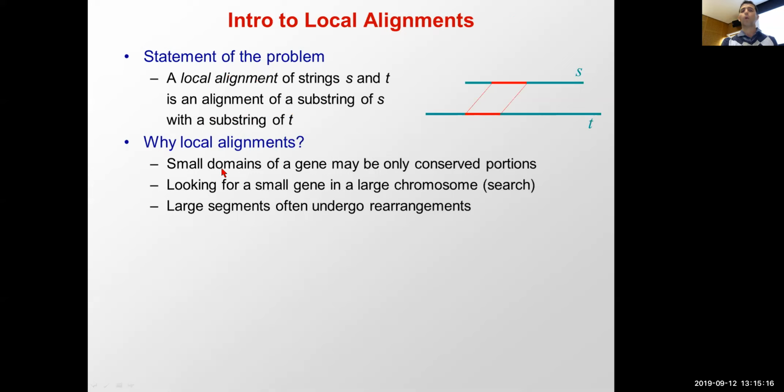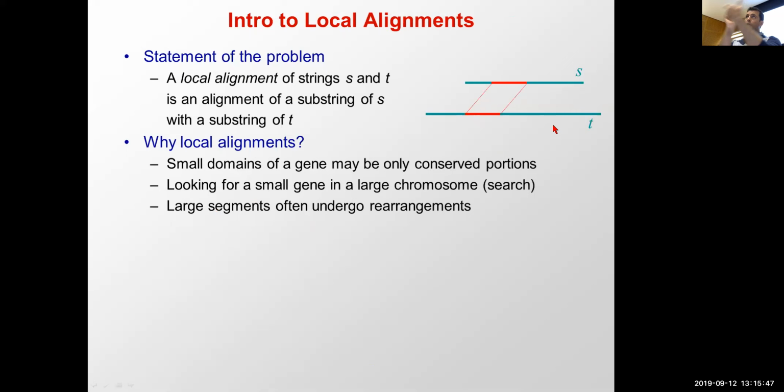Why do I care about local alignments? Because I may be just looking at a small domain of a gene that only has conserved portions. This part of the gene is completely different, this part is completely different, but that domain is conserved. So I may only care about that. Or if S and T are two chromosomes, I may only care about a portion of a gene that is conserved between these two chromosomes. I don't care to align all of the rest. Or I may have a very large segment that has undergone rearrangements, and I want to figure out what the different parts are rather than the whole segment.